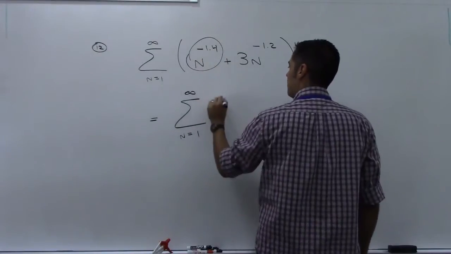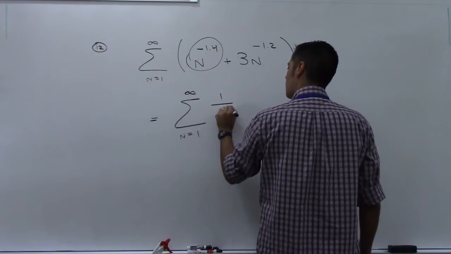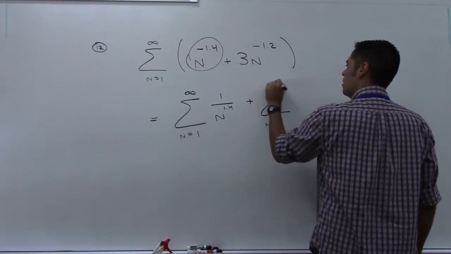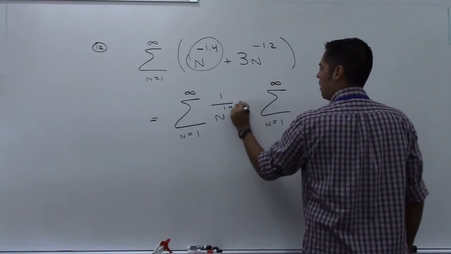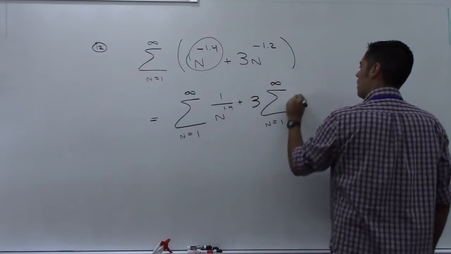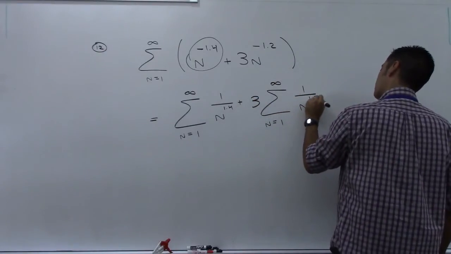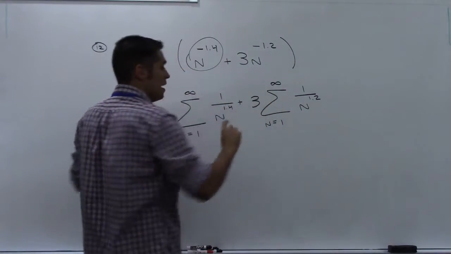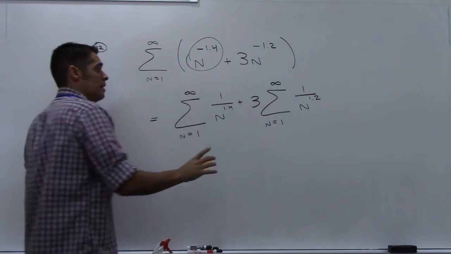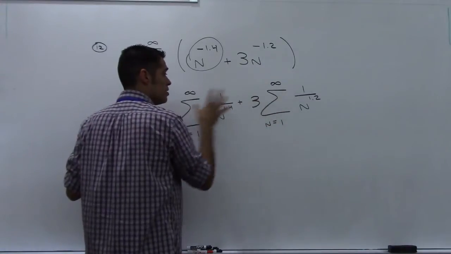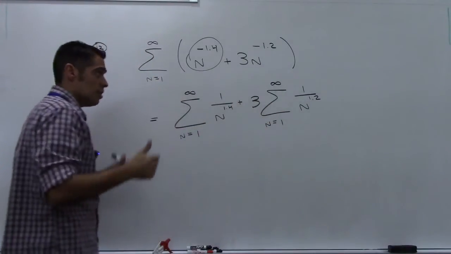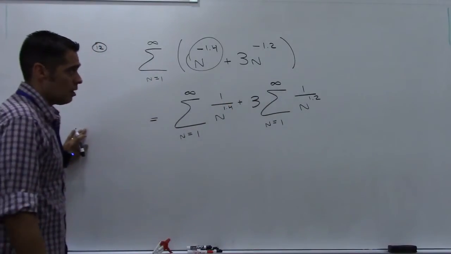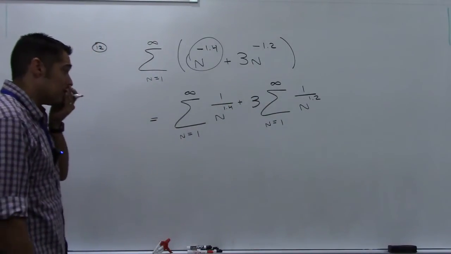This is the same as the sum of 1 over n to the 1.4, plus the sum n equals 1 to infinity, and the 3, I'll put the 3 out here, of 1 over n to the 1.2. So we are allowed to split this into 2 series as long as, and this is very important, each one of these converges, then me splitting it up was okay. If it turns out that one of these diverges, then I couldn't split it up to start. So let's see what happens here.